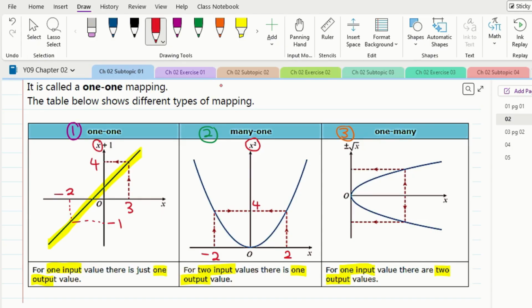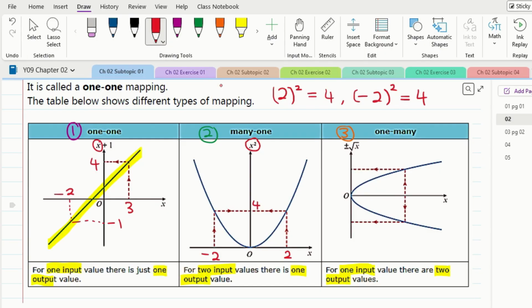Because here, basically, if you square 2, you will get 4. But at the same time, if you square -2, it will also give you a positive 4. So that's why this is a many input to one output.